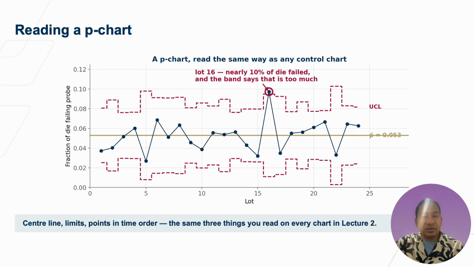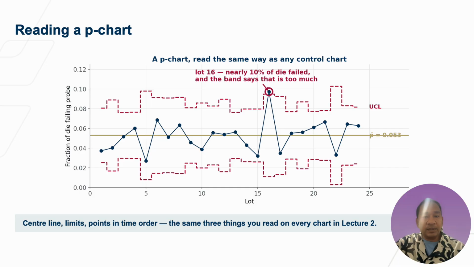And once the limits are drawn, you read a P chart exactly the way you read every chart from the last lecture. Center line, P bar, the pooled fraction across all the lots. Here, 0.053 or about 5% of the die failing. Limits, 3 standard errors either side, stepping with the lot size. Points, 1 per lot in time order. Lot 16 sits at nearly 10%, well above the band. That is a signal something happened to that lot and it is worth an investigation.